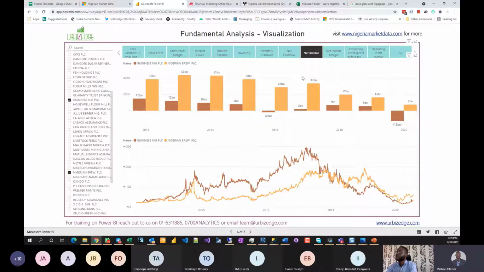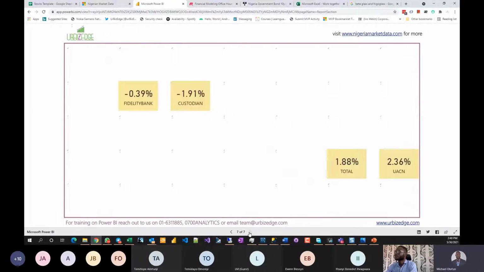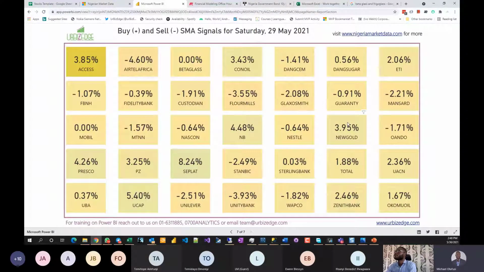I'll show you. You can use this. Maybe you just need to plot the chart and all of that. This can help you. But if you need the raw data, I'm going to show you what you will use. So if you need the raw data, by the way, for those into signals, Seplat is kind of going up. Nigerian BDS is doing good.